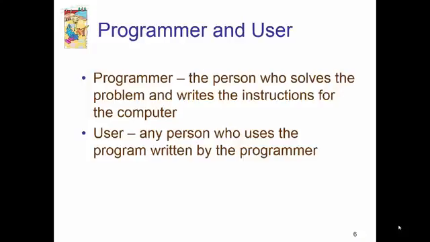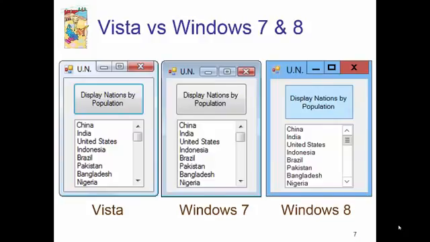Well, we talked about how we're going to write code and how we're going to write our programs for graphical user interfaces. Across different versions of Windows, our programs may look different. Vista, Windows 7, Windows 8, they all just have a different look and feel. However, the way that the program operates is going to be the same no matter what.